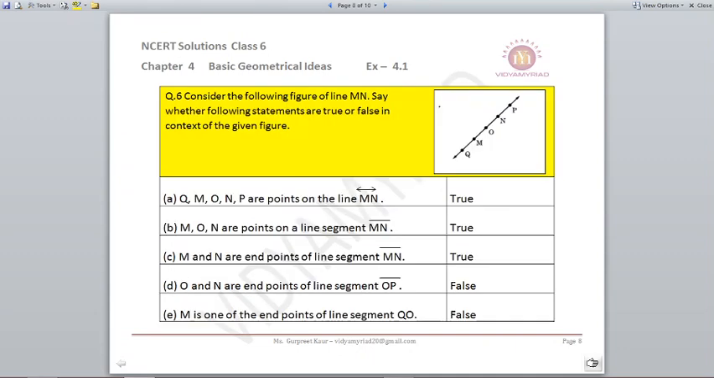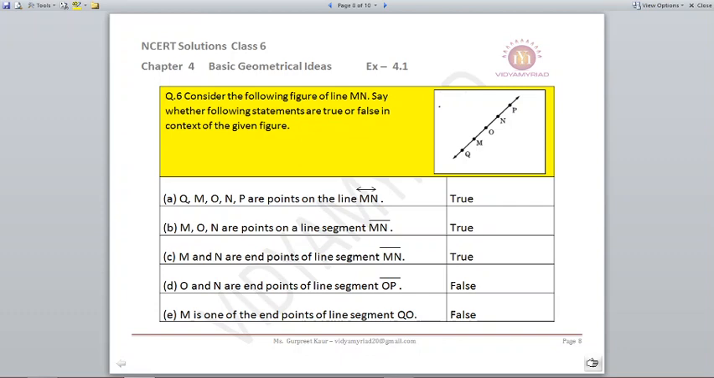Question number 6. So there are many options given to you and you have to give your answer in true or false. Let's see the first part. They are talking about Q, M, O and P. They are points on the line M, N. Is it true? Yes, it is true. That is a line. What is line? It is extended indefinitely.